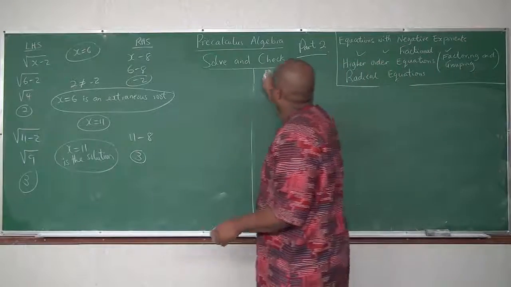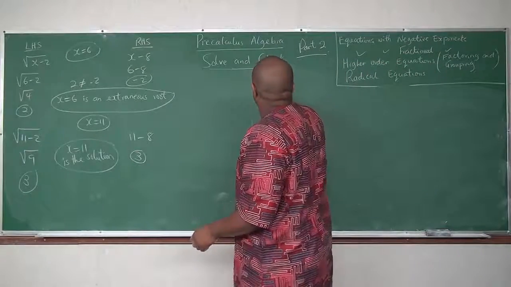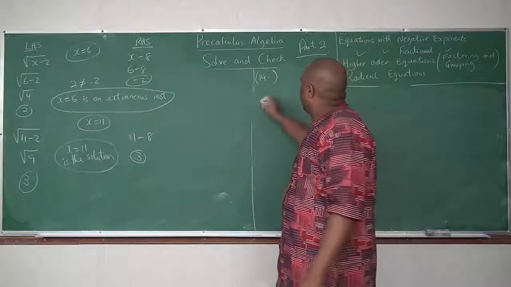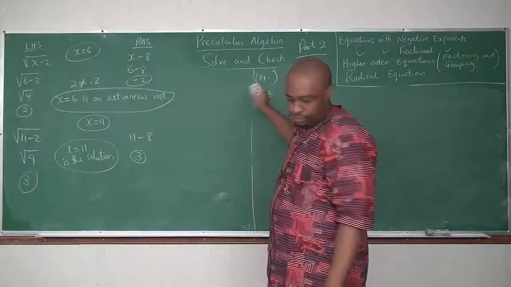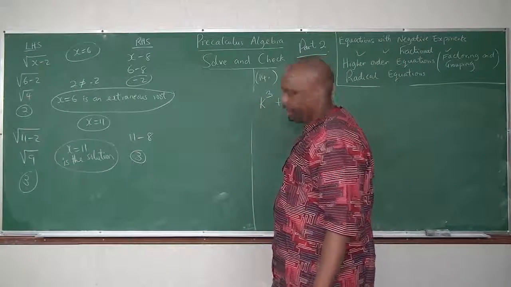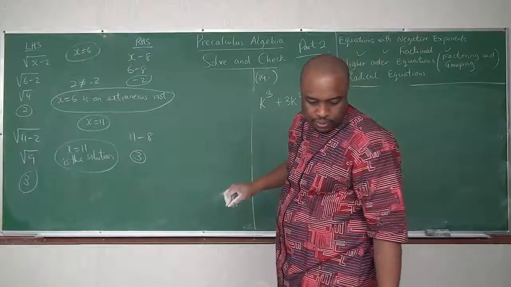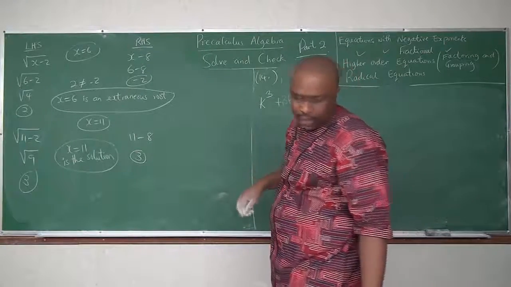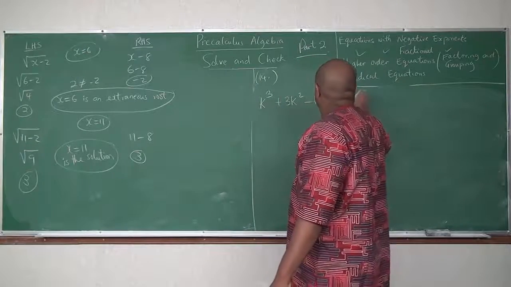Question 14, last but not the least. k cubed plus 3k squared minus 16k minus 48 equal to 0.